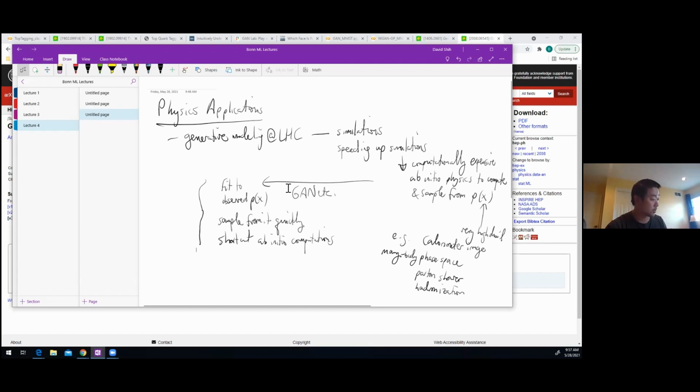Okay, so yeah, but all I wanted to say is that this is the main application so far. There are also other applications to things like unfolding. Yeah, other applications too, but I just want to focus on generating new samples following some simulation aspect. Okay, and the main application is to speeding things up.